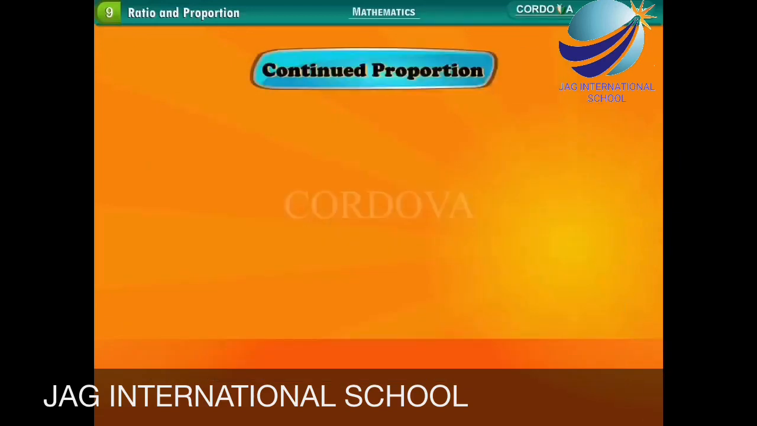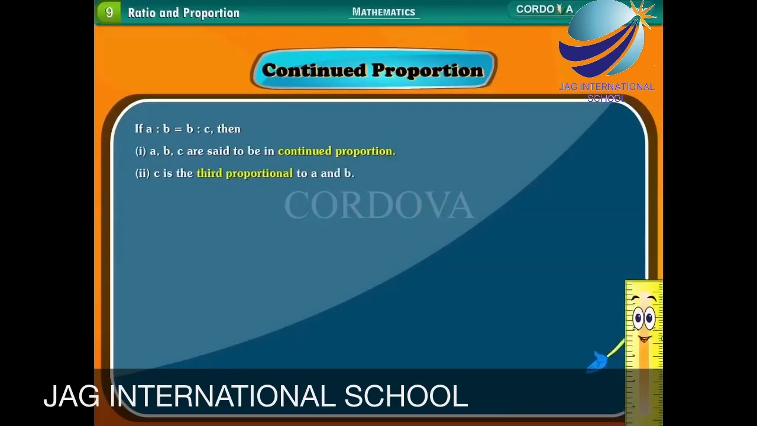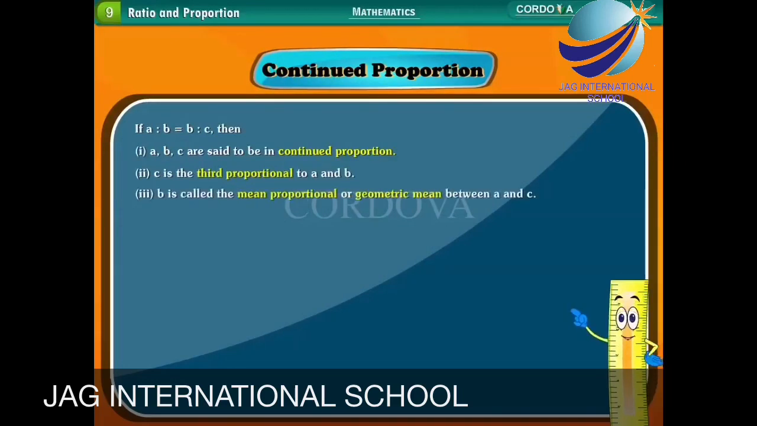Continued proportion. If A is to B is equal to B is to C, then A, B, C are said to be in continued proportion. C is the third proportional to A and B. B is called the mean proportional or geometric mean between A and C. A is to B as B is to C. This implies A upon B is equal to B upon C, or B squared is equal to AC.